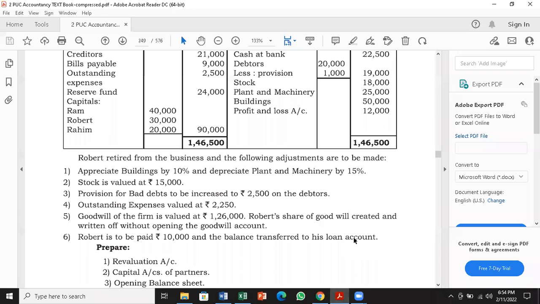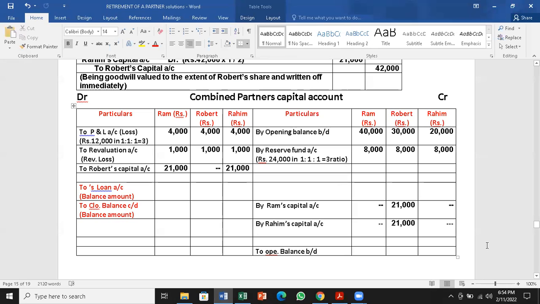The next one is loan adjustment. Here, Robert is to be paid 10,000 and the balance transferred to his loan account. So first we have to close the retiring partner's capital account always. So the credit is more, 80,000. Yes, proper. So the credit is 80,000.